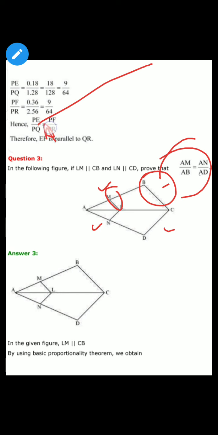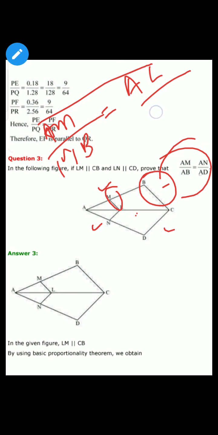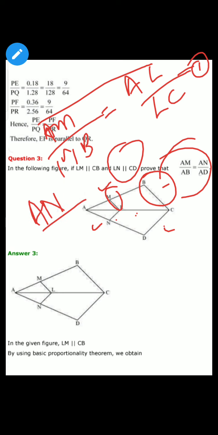We will get what, students? AM upon MB is equal to what? What was written here? AL upon LC, that is equation number 1. Again it is given that LN is parallel to CD. If LN is parallel to CD, then you will write down again using Thales' theorem in triangle ADC. You will get AN upon ND is equal to what? AL upon LC, equation number 2.